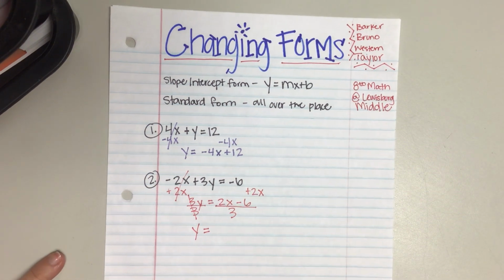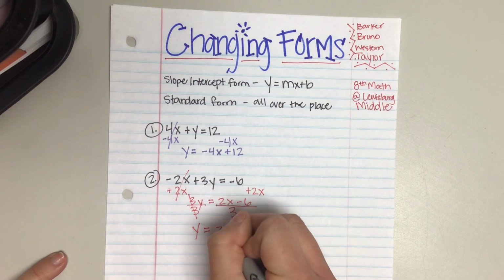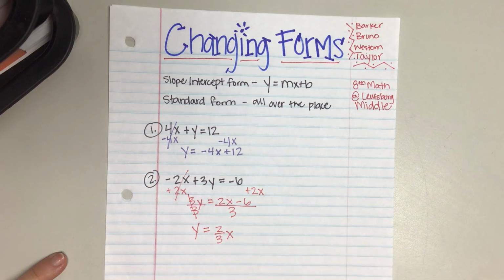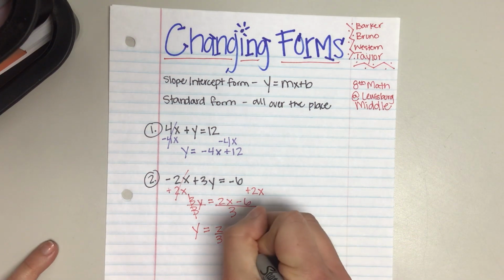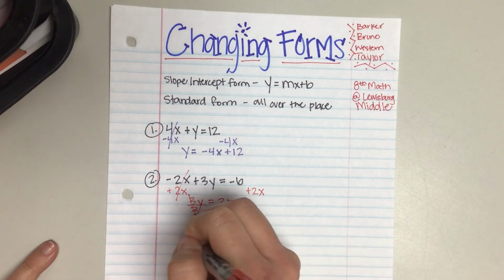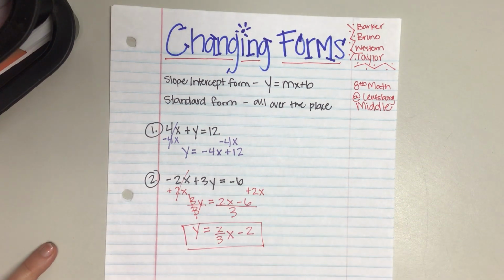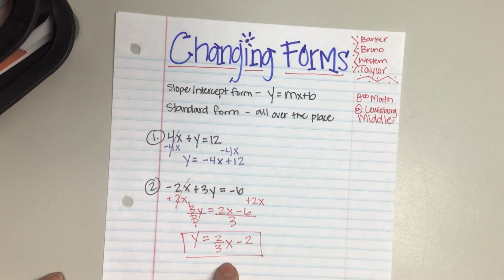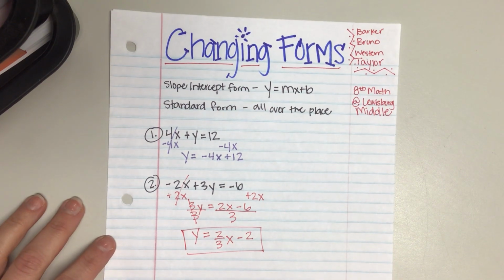So that cancels away, and you're left with y equals 2 does not divide into 3 perfectly, so you can leave that as a fraction, 2/3 x. 6 and 3, that does divide perfectly. So negative 6 divided by 3 is negative 2. So this would be your answer in slope-intercept form. This was standard form. This is slope-intercept form. So that's how you change forms.